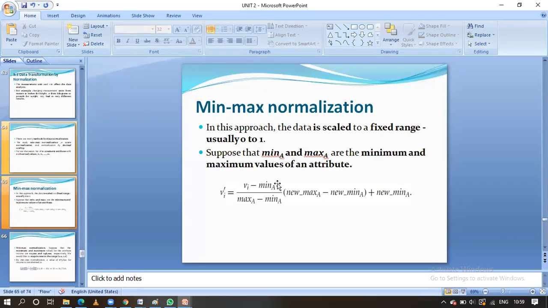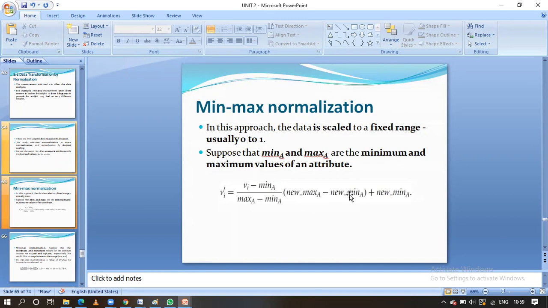What we are going to do is scale the data to another fixed range. Suppose the input data ranges from 1 to 100, and I want to scale it from 0 to 1. With the help of min-max normalization we can perform it. Here the new maximum value is 1 and the new minimum value is 0.